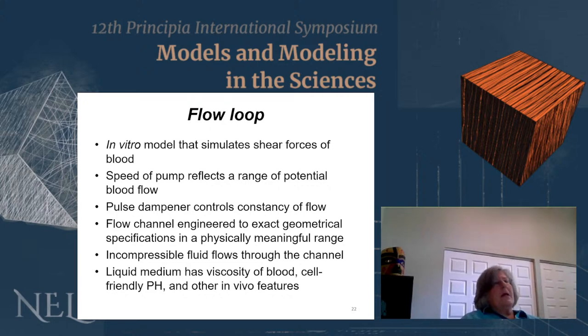So the flow loop, here's how it acts as an analog model. It simulates the shear forces of blood. It doesn't simulate all forces, for example, like the pressure of the blood. This is shear forces. The speed of the pump represents a range of potential blood flow. The pump dampener controls the constancy of the flow. The flow channel is engineered to exact geometrical specifications and a physiologically meaningful range for the endothelial cells in the artery.